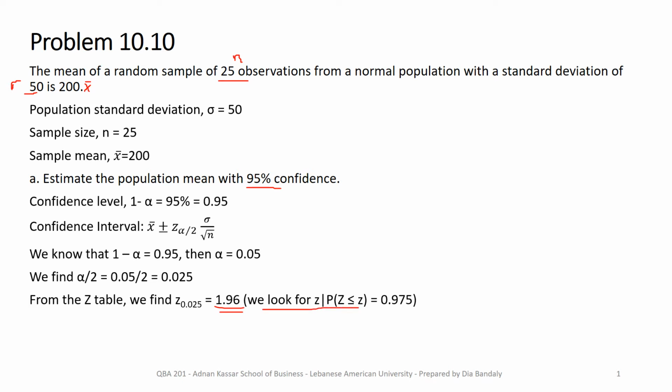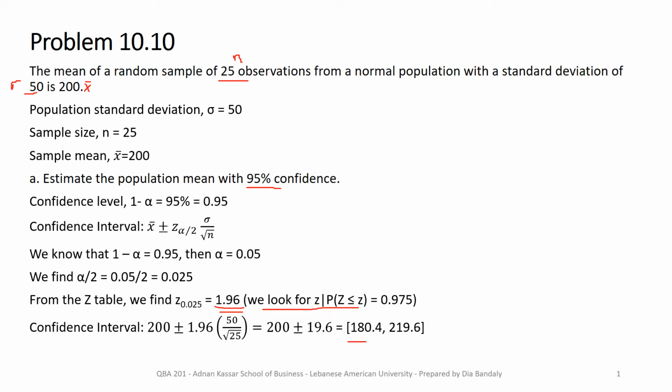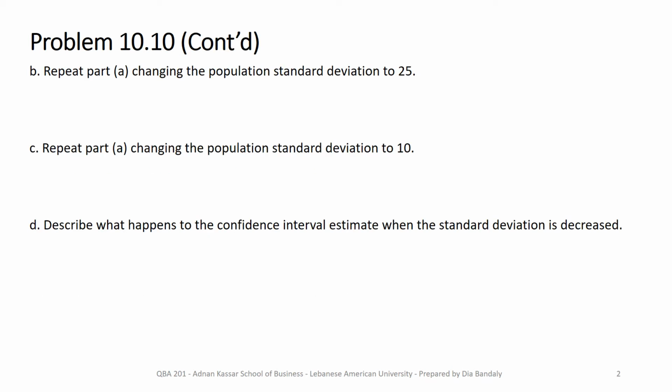Okay, and this is the justification or the explanation. How did we get that from the z table? So just plug it in now and we find that the interval is between 180.4 as a lower level and 219.6 as an upper level. And now we need to repeat what we did in the first part, but now we are changing the standard deviation of the population. In the first part it was 50, then 25, then 10. So let's deal with that one now.